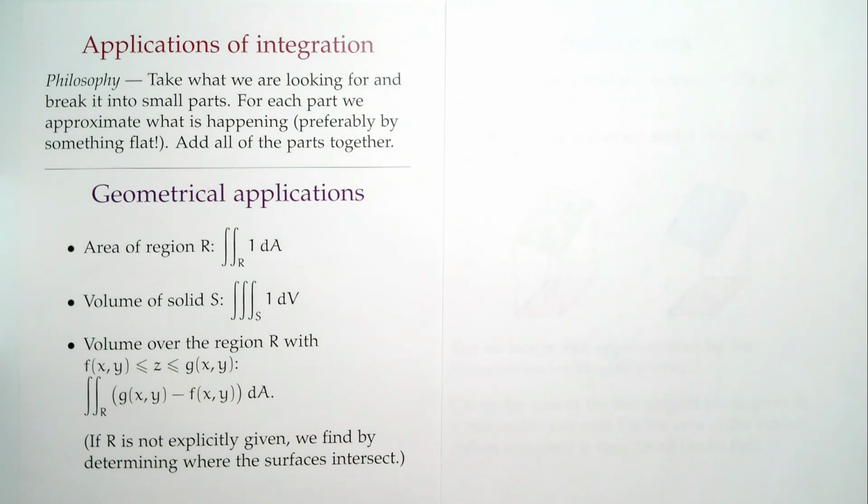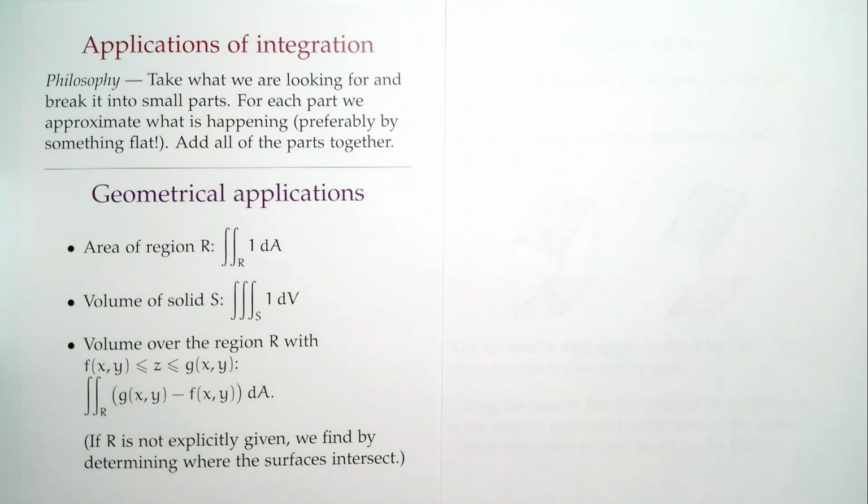But how do we do it? The idea is always the same. Take what you're looking for, break it down into little parts, and when you break into parts, make sure the parts are nice. And by nice, we mean basically flat. Or a better way to say it is fairly constant. Easy to understand. Figure out what's happening with the parts and put them all together.